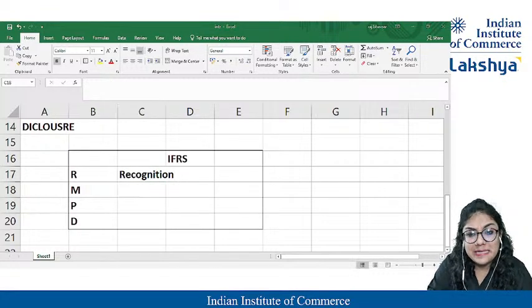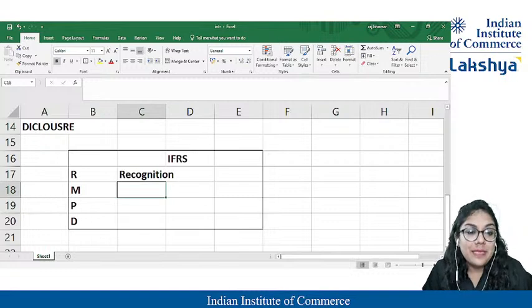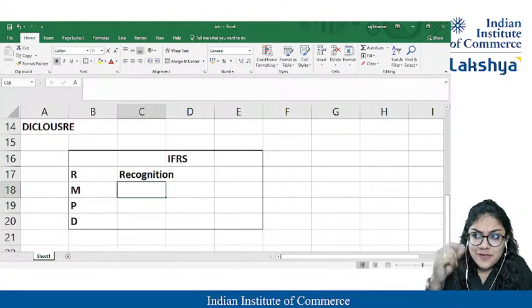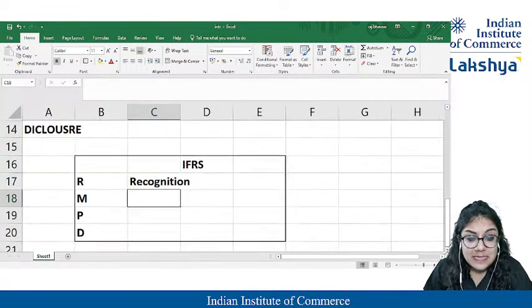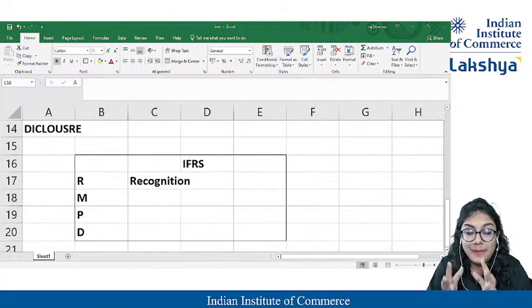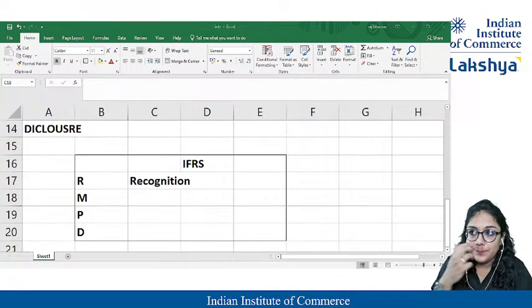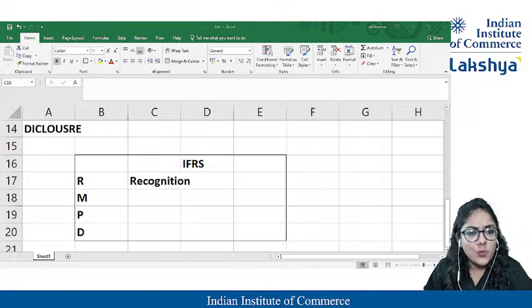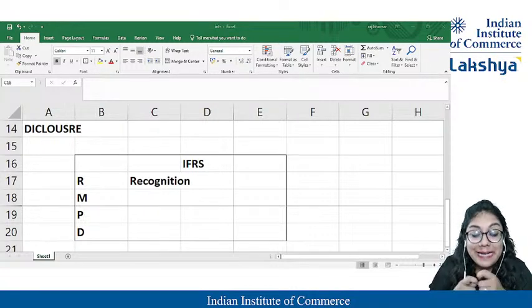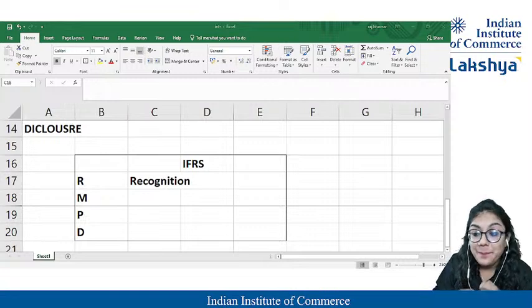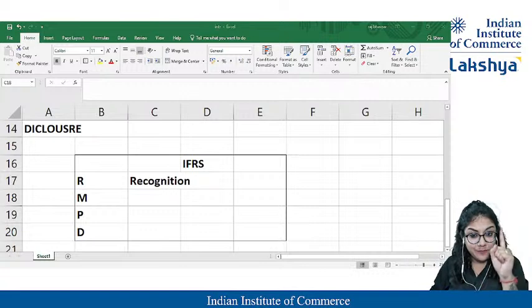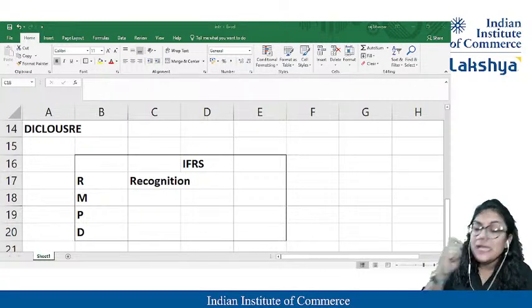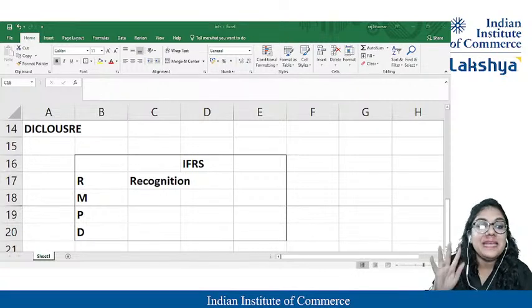Then what's the recognition criteria? If I want to recognize items in the financial statements, for the first and foremost thing I have to figure out whether whatever I am planning to account for is an asset or a liability. That is analyzed with the definitions. So the recognition criteria is the first criteria which we need to meet, only then can we show it.